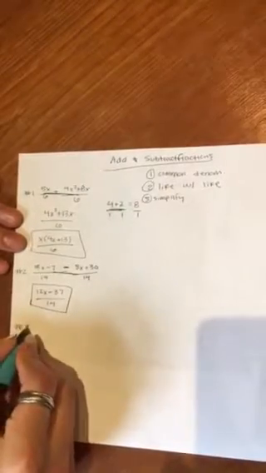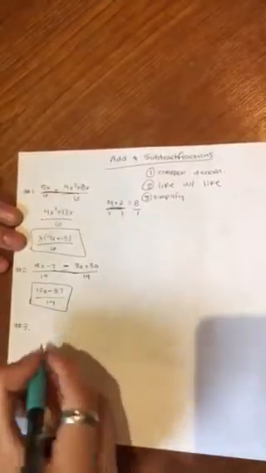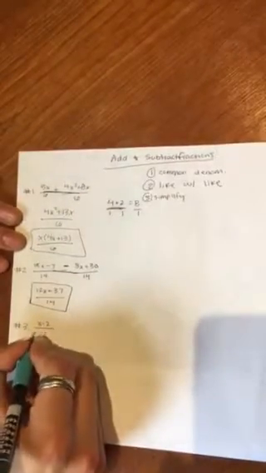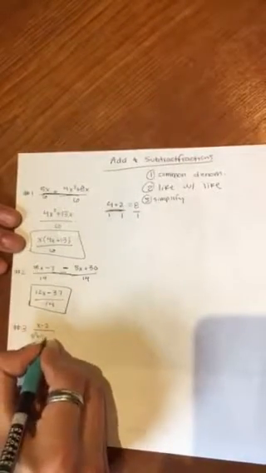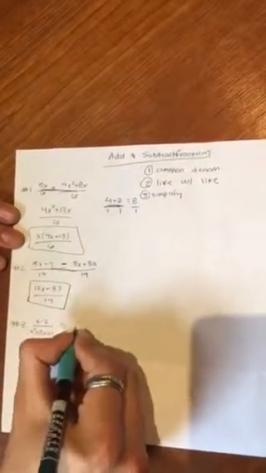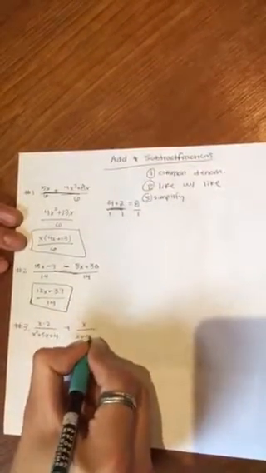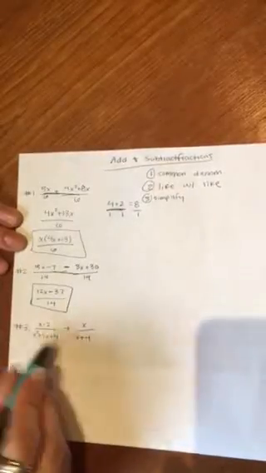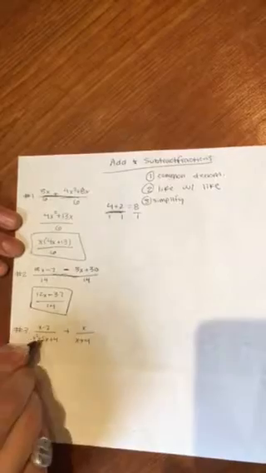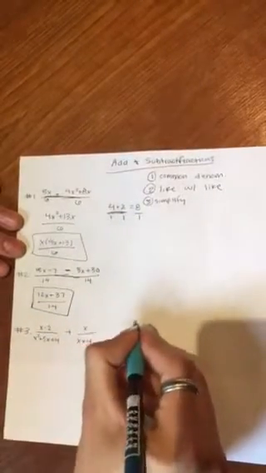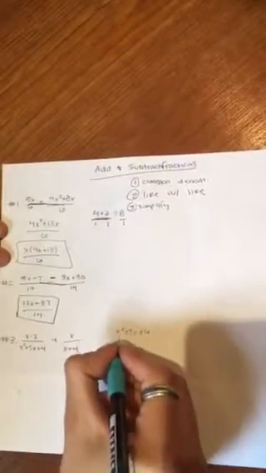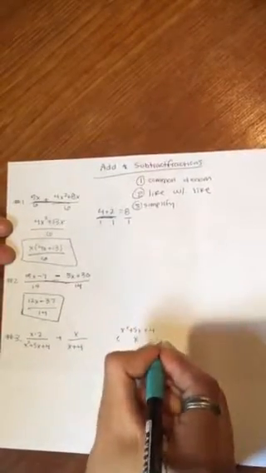The final problem we're going to do is x minus 2 over x squared plus 5x plus 4 plus x over x plus 4. We actually don't have a common denominator on this one. So what we're going to do is factor the first denominator, x squared plus 5x plus 4. And let's see what we can get.